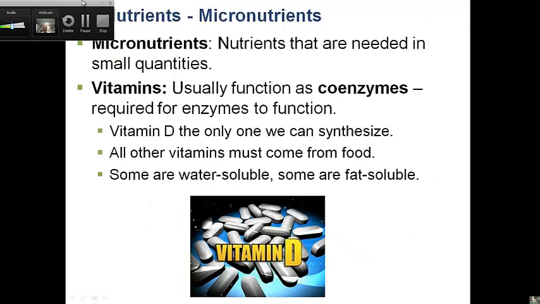We want to finish up our discussion of nutrients by talking about micronutrients. Everything we've talked about up to this point has been a macronutrient needed in very large quantities. Now we want to talk about micronutrients. Micronutrients are things that your body needs in tiny quantities. A good example of a micronutrient is a vitamin. A vitamin is something that you need in very small quantities in order to be healthy.